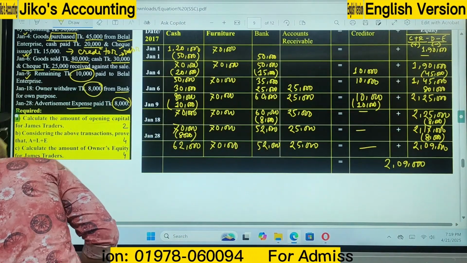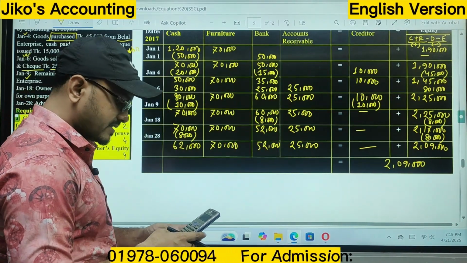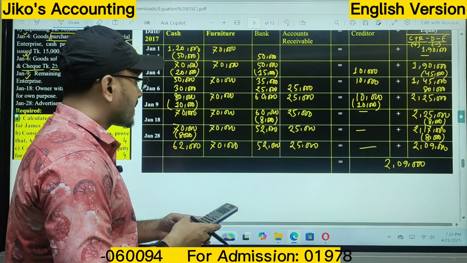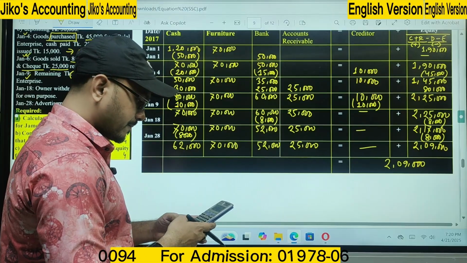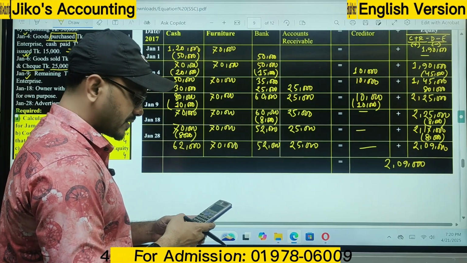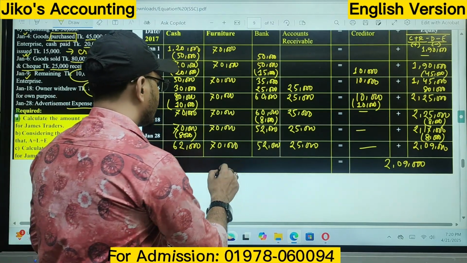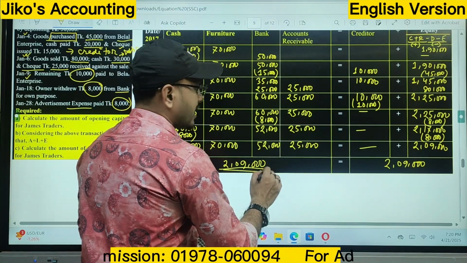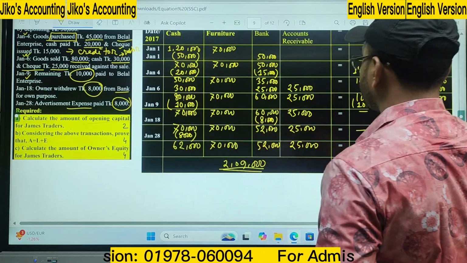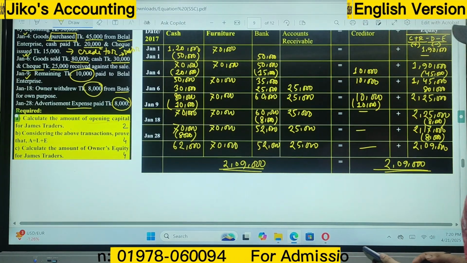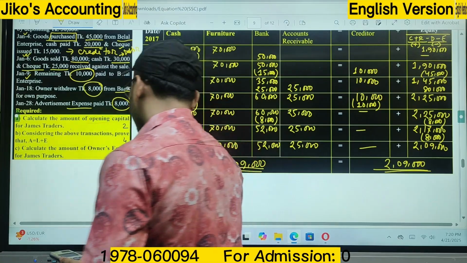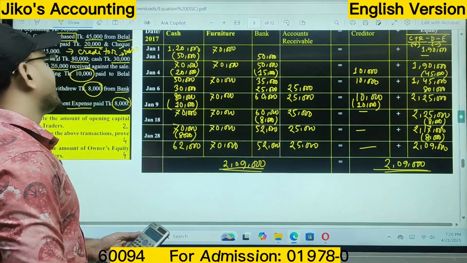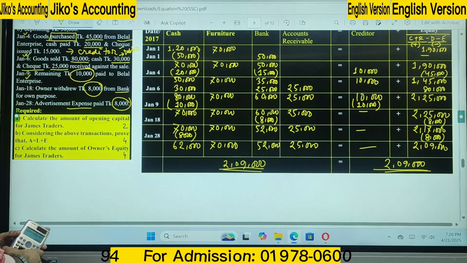What is my total amount on the asset side? 62,000 plus 70,000 plus 52,000 and 25,000. 2 lakh 09,000 taka. Whenever you find that on both sides your balance is the same, that means your math is right, sir. Is it okay? Now we have to focus on our third requirement.